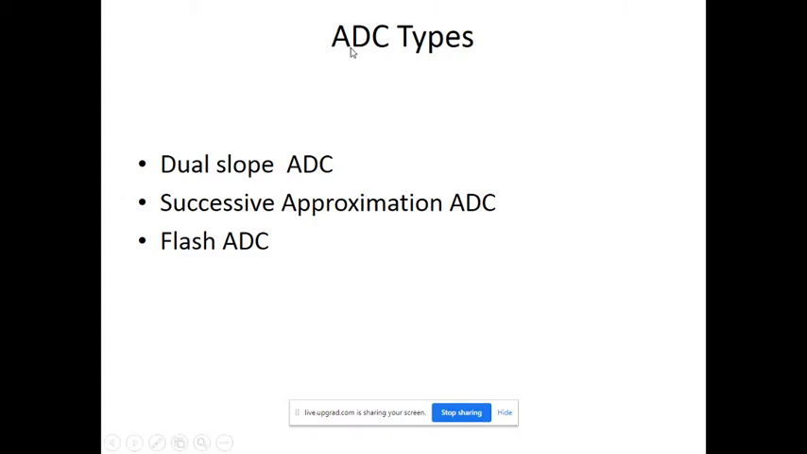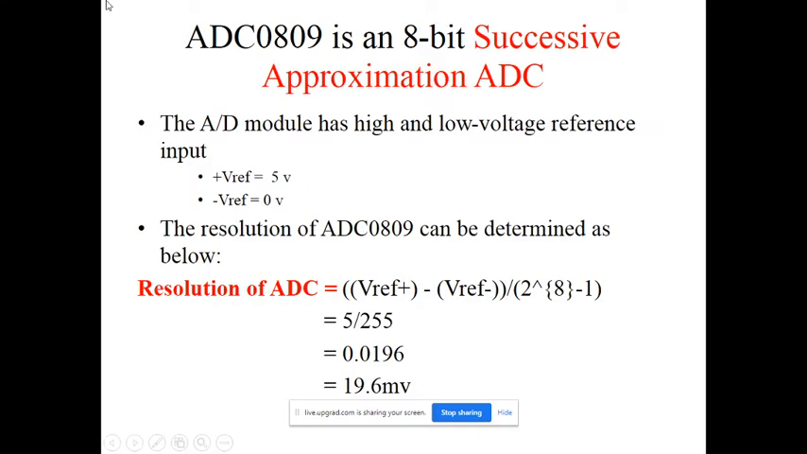Now we know that in second year there are different types of ADCs available, such as dual slope ADC, successive approximation ADC, and flash type ADC. Each one has different features. Each one converts analog data into digital form, but has different advantages and drawbacks. According to our requirement, you choose one of them. Now in 0808 or 0809 we have a successive approximation type of ADC, which converts analog data into digital with the help of successive approximation.